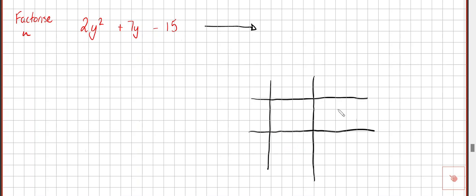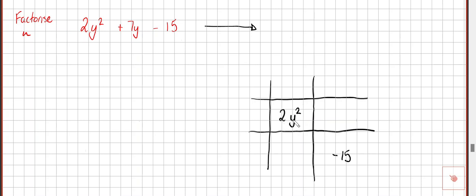Alright, I'm going to use the grid, and what we're going to do is say, right, this does need to be 2y squared, and this needs to be minus 15. Okay. Alright, now here was the first mistake.